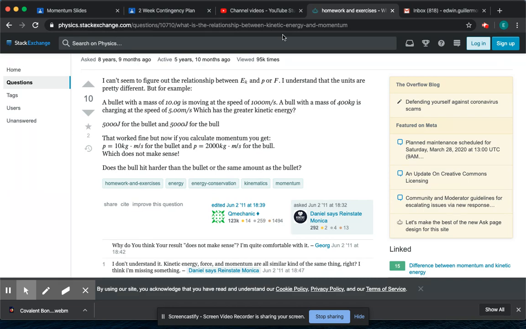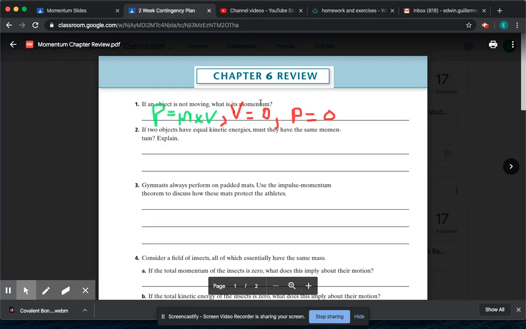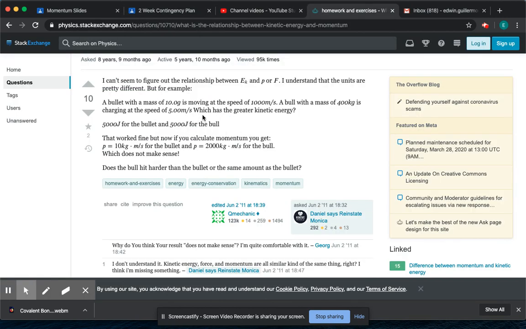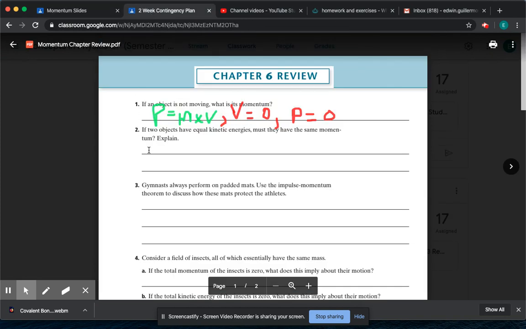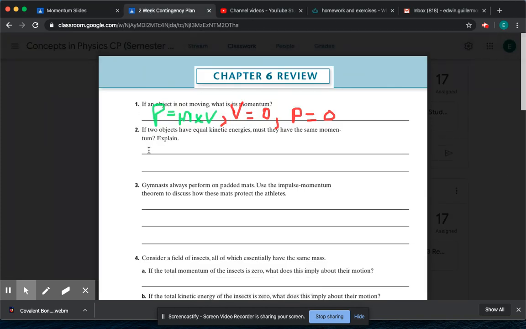It's 5,000 joules. But if you multiply the masses by their velocities, so if you do 0.01 times 1,000, you'll get a different number from 400 times 5. So the kinetic energies are the same, but one has a momentum of 10, the other one has a momentum of 2,000. So the ball has a lot more momentum than the bullet does, even though it has the same amount of kinetic energy. So if two objects have the same kinetic energies, must they have the same momentum? The answer is no.